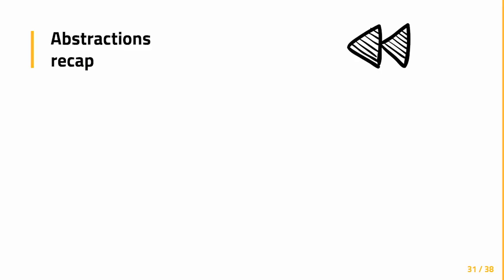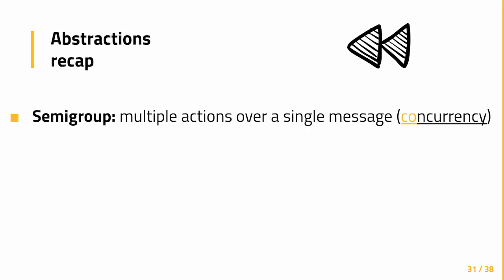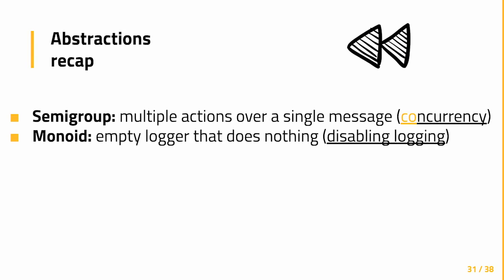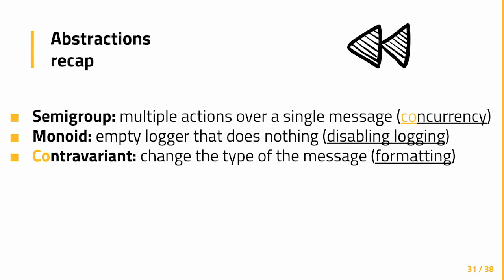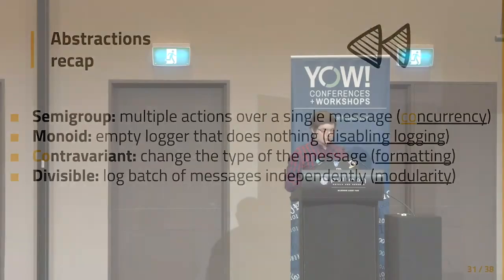So let's recap all our abstractions. The semigroup allows us to perform multiple actions over the single message. So it's basically like multiple dispatching of concurrency. The monoid instance gives us an empty log action that does nothing, and this allows us to disable logging. The contravariant allows us to change the type of the logging message, and this is useful for formatting messages. Divisible allows us to split our message into smaller parts and handle them independently. So this gives us even more modularity.